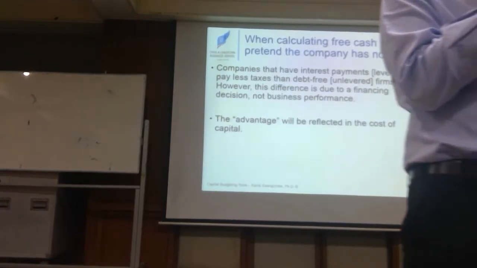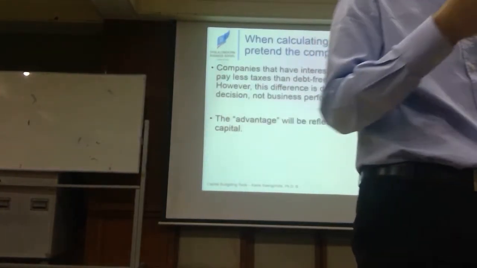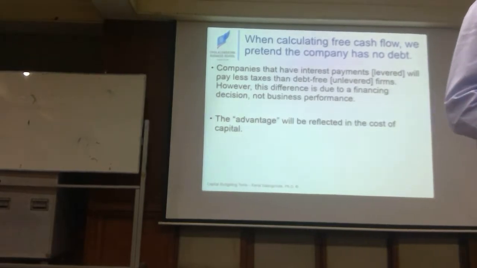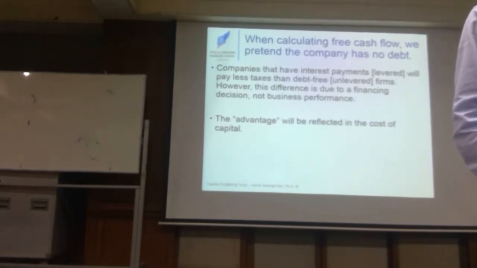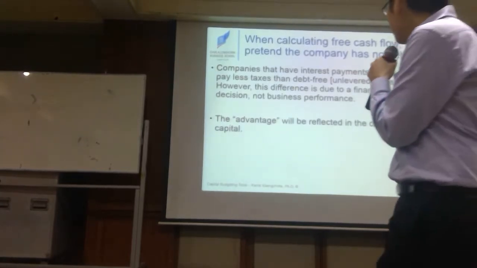So that's why when we calculate free cash flow, don't worry about financing structures and whatnot. Just assume the company has no debt. Keep this the same. If the company does have tax advantage from debt, we'll adjust that in the discount rate instead. And our conclusion will still be the same. That's the convention we stick with.